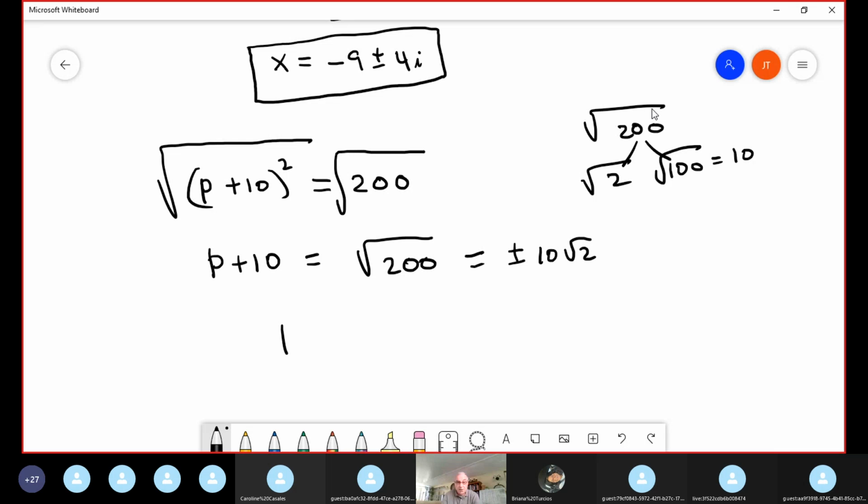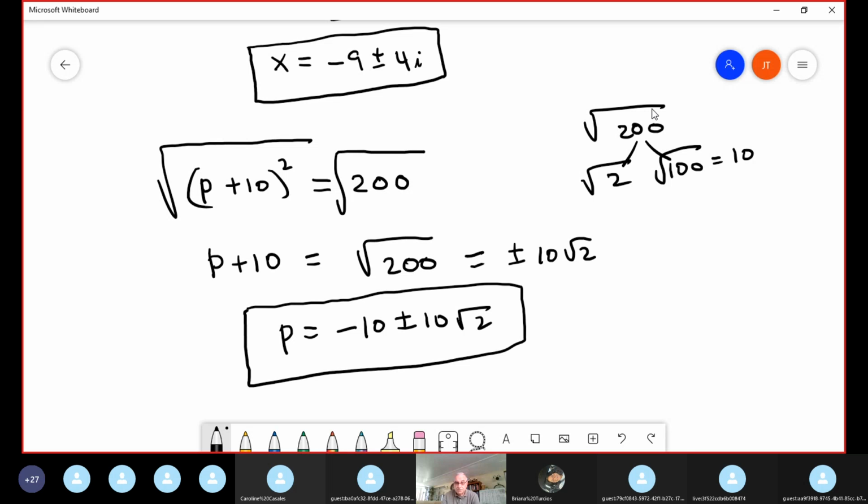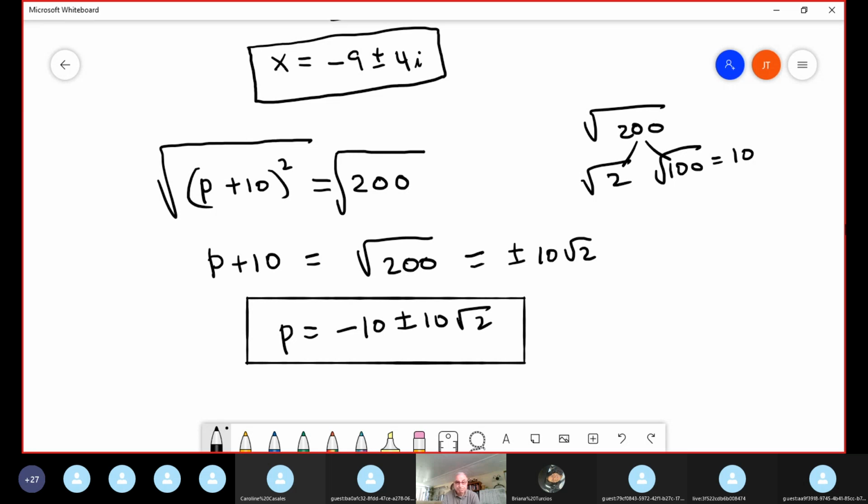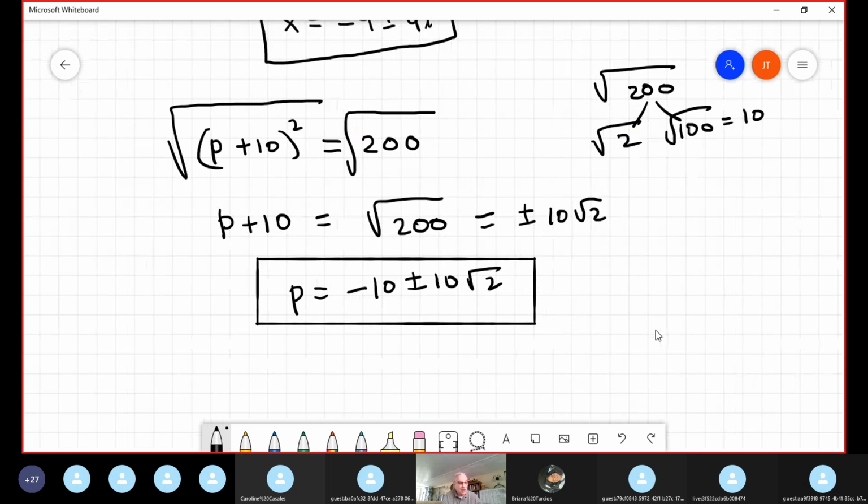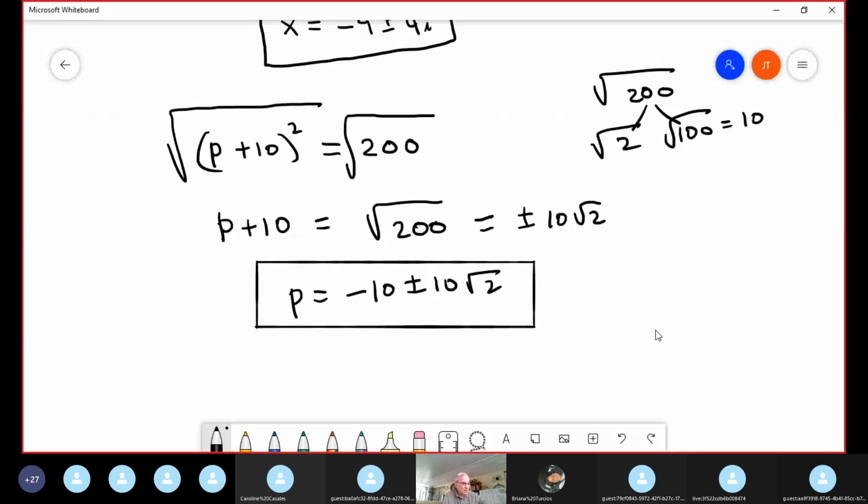Entonces, p alone is equal to minus 10 plus or minus 10 radical 2, and leave it like that. This is a perfect answer. Okay? Okay, any question? This is hard, it's easy. It's easy. And this is extremely important. Extremely important. Quadratic equation, I promise.